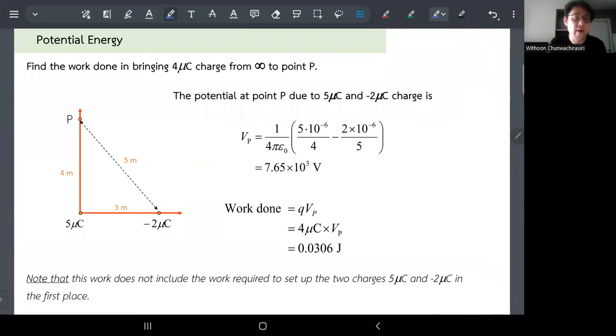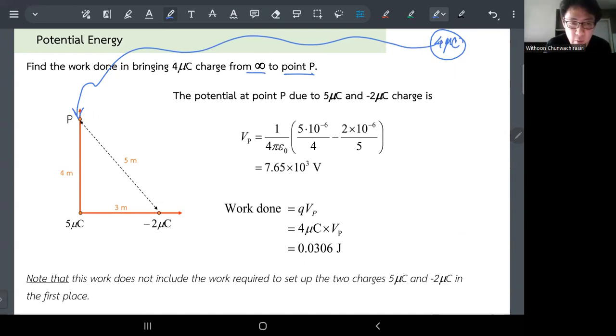They say, find the work done in bringing a 4 microcoulomb charge from far away to point P. Here, I want to have 4 microcoulomb, and I want to put it there. I intentionally drew the path crazily weird because it's path independent anyway. So I can bring my 4 microcoulomb charge along any path I like, but eventually it's going to end at point P. How much energy do I need?